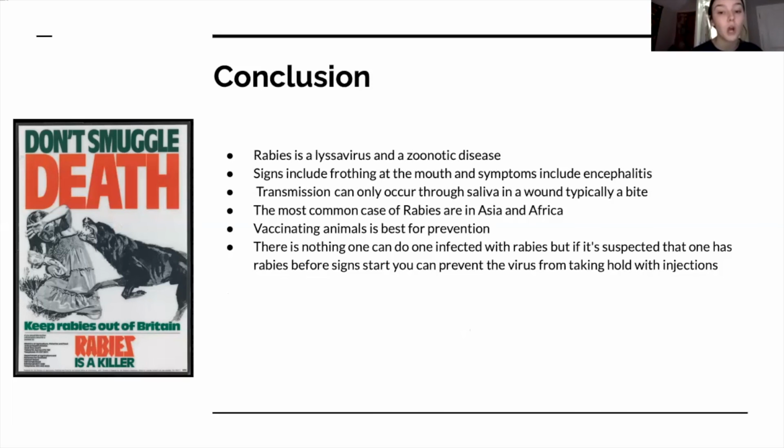The most common cases of rabies are in Asia, followed by Africa. Vaccinating animals is the best means of prevention. And once you're infected with rabies, there's really nothing you can do unless you catch it early and are able to get injections to stop the virus from taking hold.